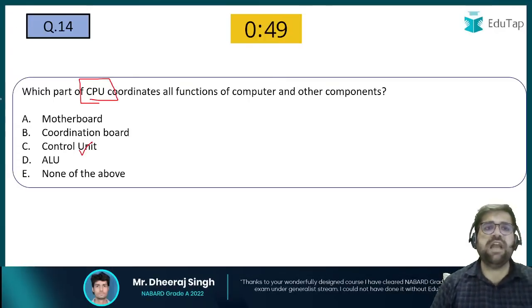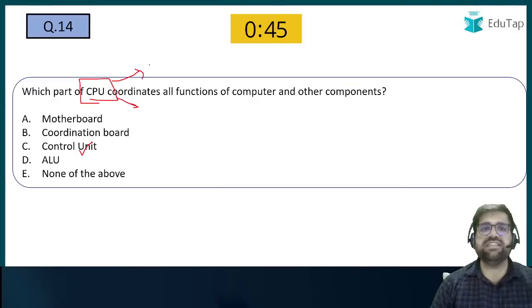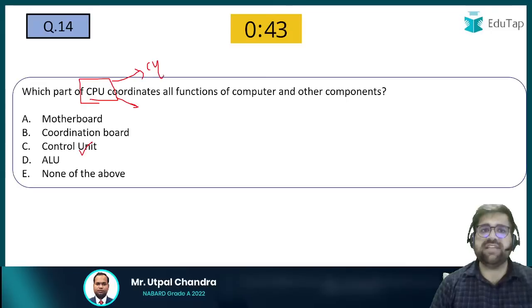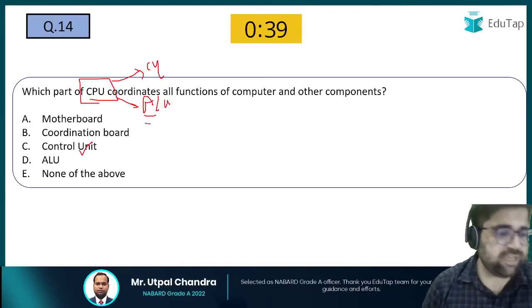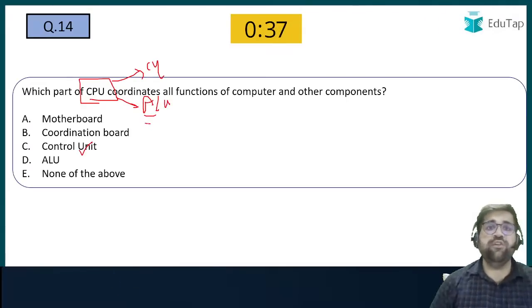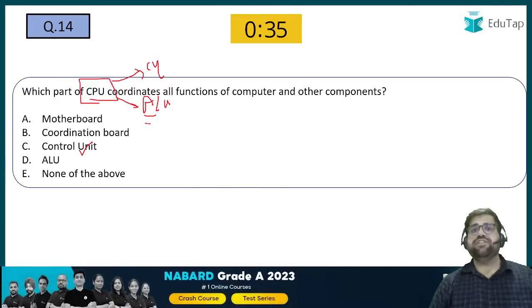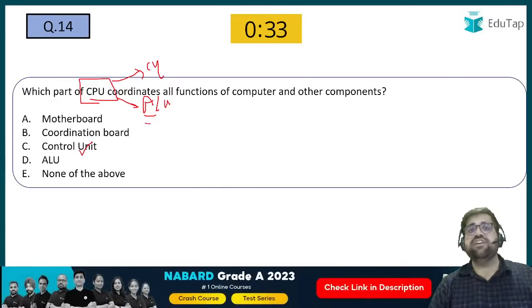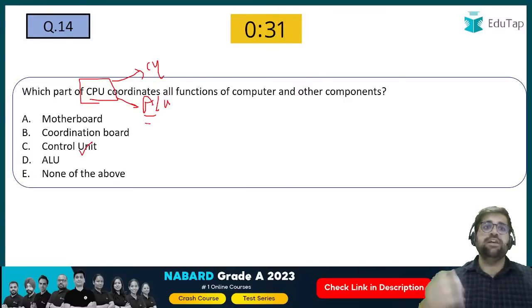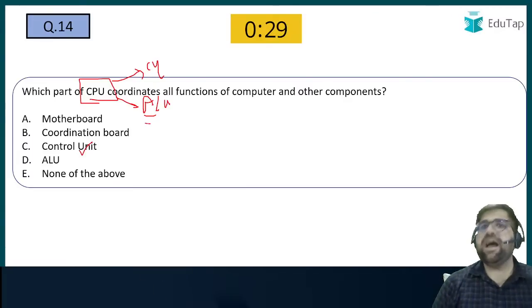Okay, so CPU will have two parts. I hope you remember that in school days, we understood that CPU has two parts. The control unit and the next one is ALU, that is your arithmetic logical unit. So CU will be that particular component of your CPU which coordinates all the functions of computer and other components. So it is like the manager of computer, as simple as that.